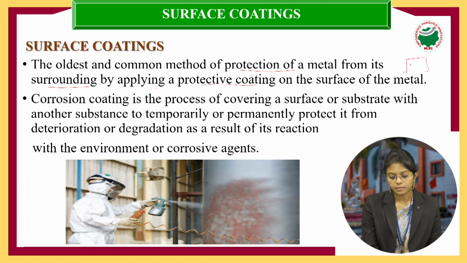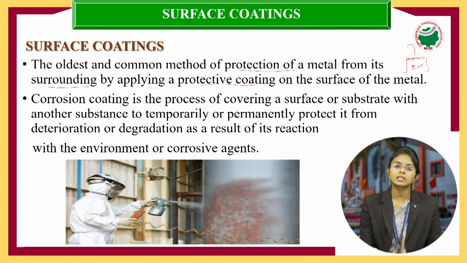If you take a base metal and coat it with some protective coating, corrosion does not take place near the base metal. If your base metal is uncoated, then the environmental gases or the surroundings will affect your metal and it gets corroded. So in order to prevent this, we coat the metal.